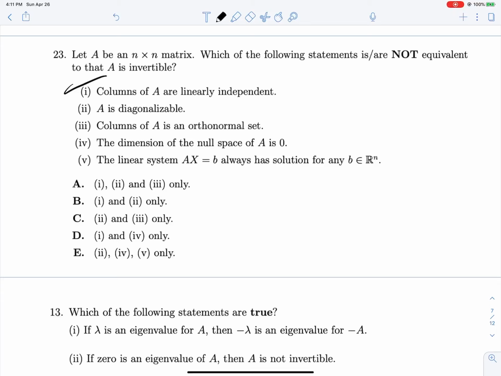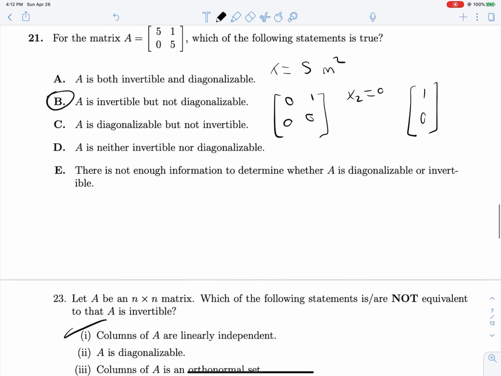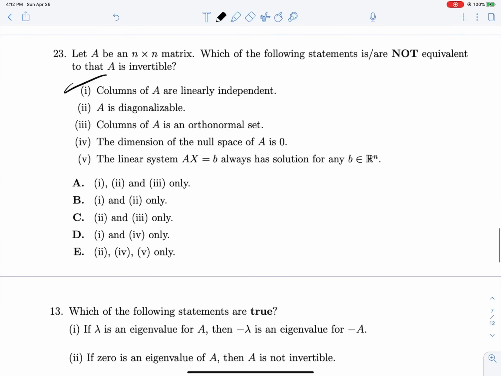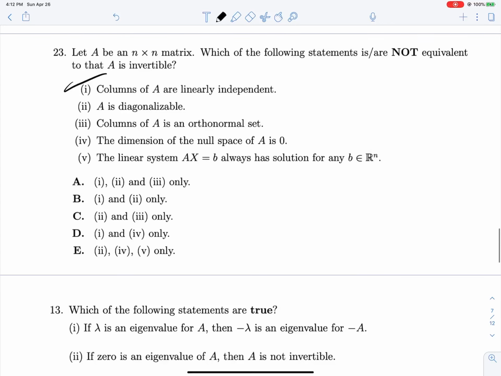You could also go down the path of remembering that the transformation encoded by A, if A is invertible, is always onto and one-to-one. And the columns of A being linearly independent is the necessary condition for A as a transformation being one-to-one. A is diagonalizable. Well, what did we just talk about up here? Diagonalizability does not imply invertibility and vice versa. So nope, that's not true, or not necessarily true.